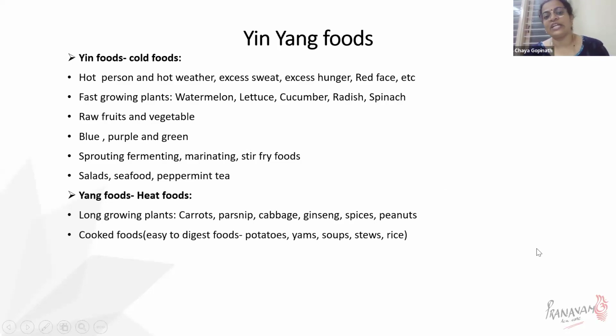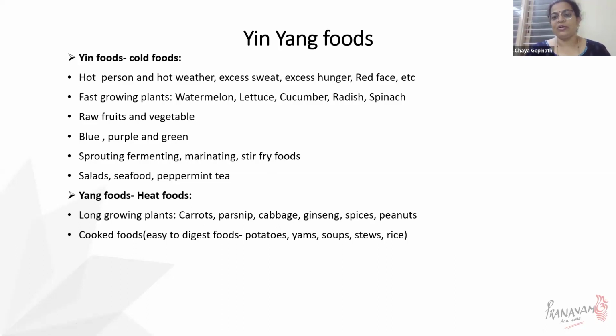Okay, so long growing foods come under yang. Cooked fruits generally, anything that you cook or which is easily digestible, are considered to be yang. For example, potatoes, yams, your soups and stews, your rice and your grains. When you cook them, they are considered to be yang. Again, in yang, we have three different categories: cold, neutral, and heat. In each and every food category, based on the different taste, generally these foods are considered to be yang producing.